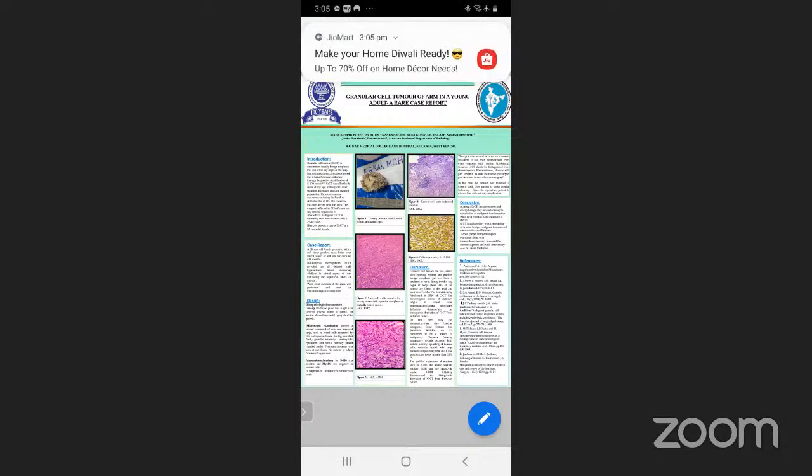Now come to the discussion. Granular cell tumor is a rare and mostly benign neoplasm. It may involve any organ of the body, most commonly the head and neck area, in about 50% of cases, most commonly occurring in the 4th to 6th decades of life. Immunohistochemical studies showed that it has a Schwann cell origin through positive identification of S100 protein.